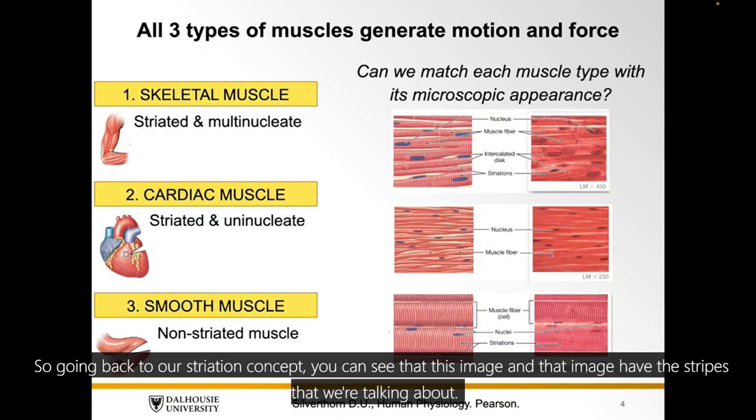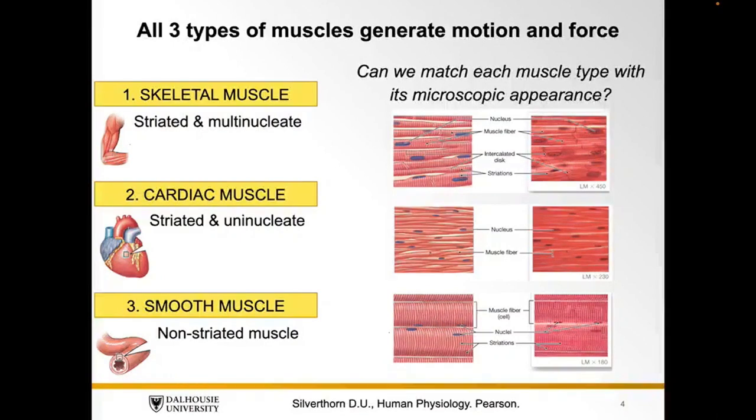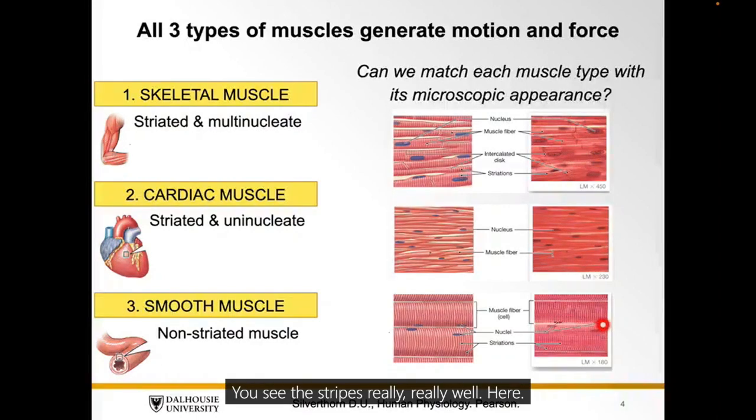So going back to our striation concept, you can see that this image and that image have the stripes that we're talking about. You can see there's one dark band, one light band, one dark band, one light band, and so on and so forth. You can also see this pattern under the microscope, especially here you see the stripes really, really well.